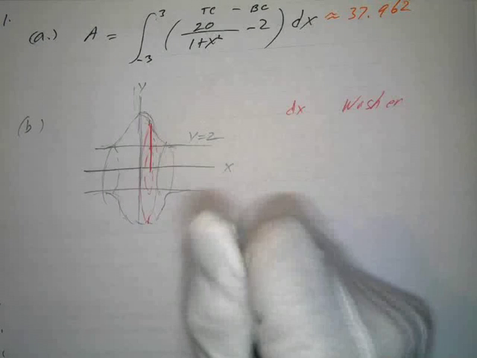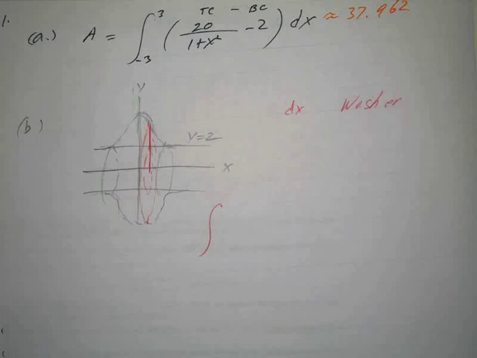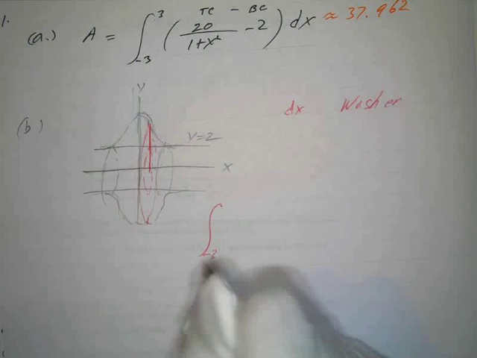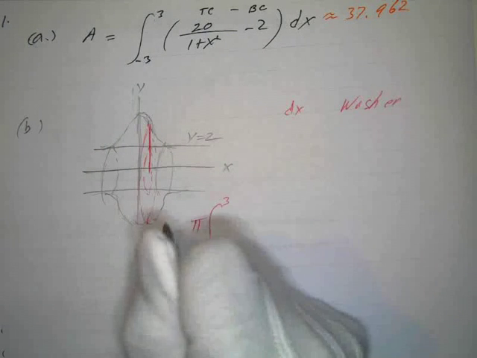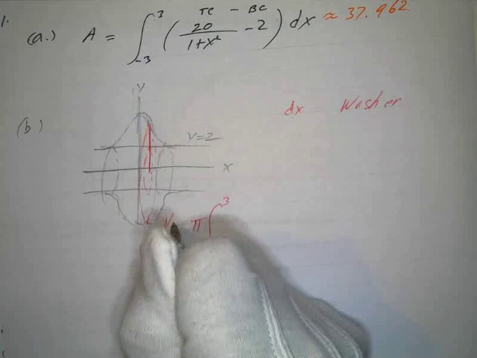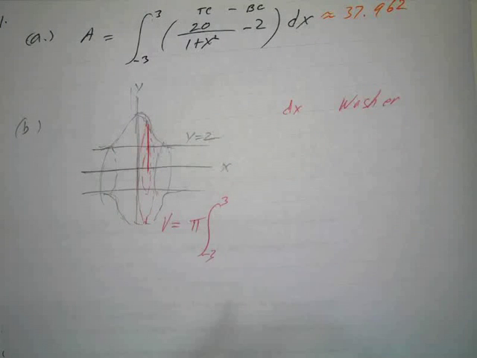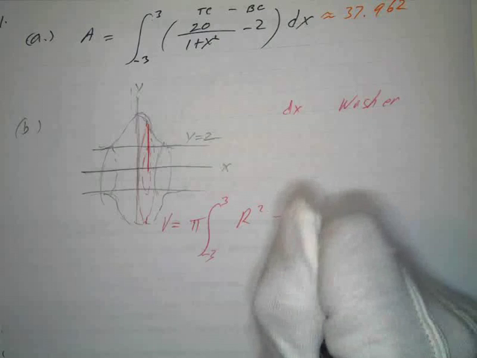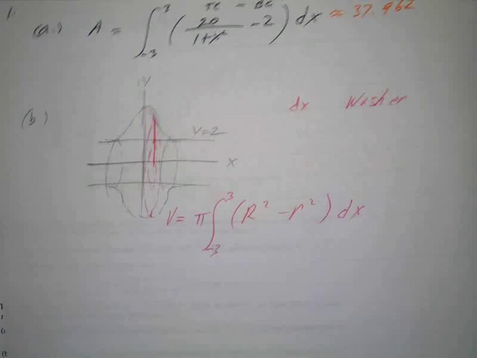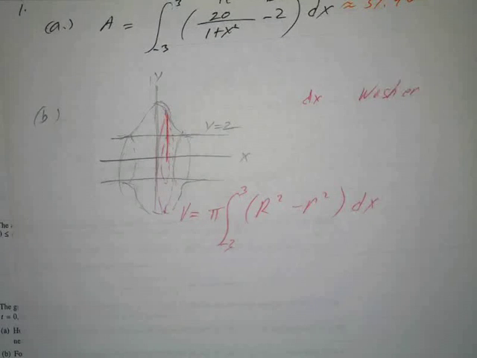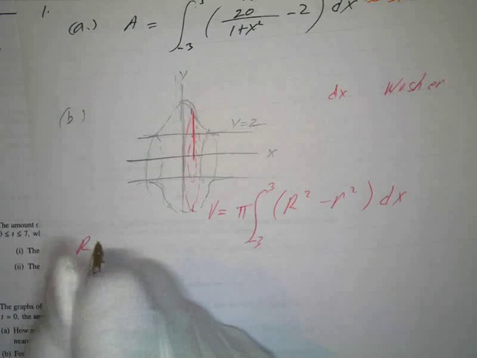So I'll set up my integral over here. So the integral will be the integral from -3 to 3. And my pi is going to come out. This will be the volume. And this is going to be big R squared minus little r squared dx. So that's my general form for my washer method. So I need to figure out what my big R is.